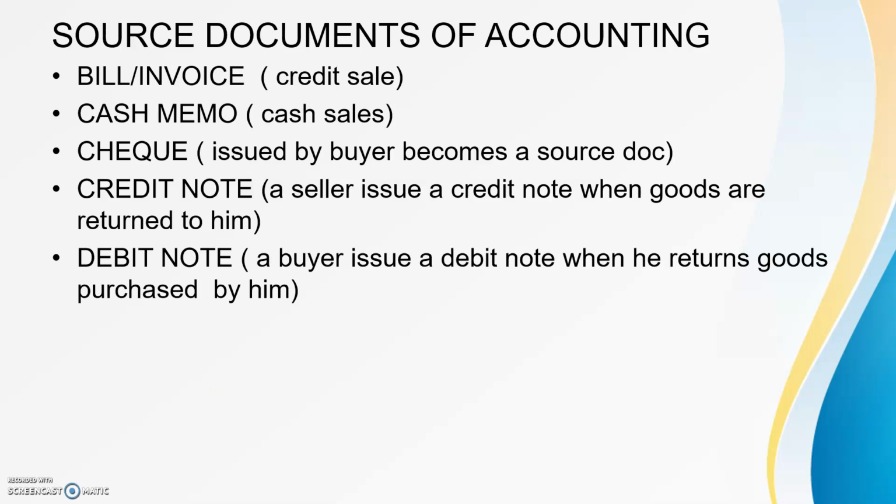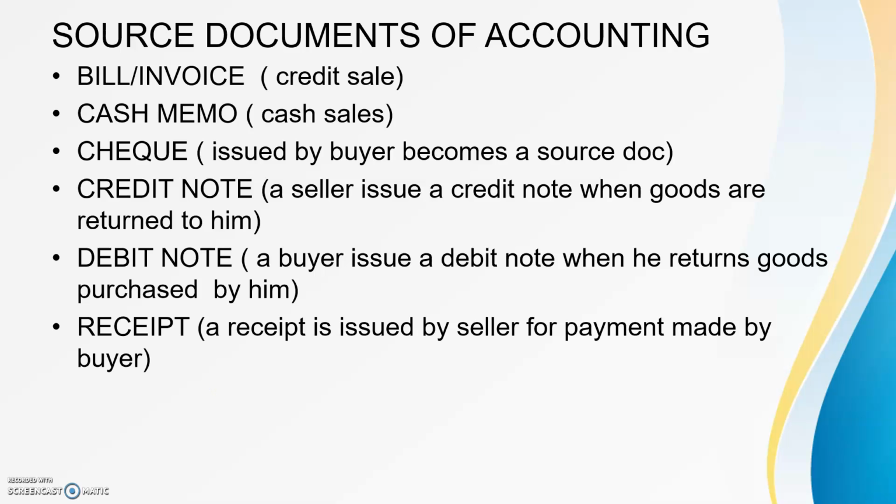Number 5, debit note. A debit note is recorded by the buyer when goods purchased by them are returned to the seller. It contains details of the goods being returned, the seller's details, and the amount involved. A debit note is also recorded to adjust an underbilled invoice. A debit note is issued by the supplier to the customer. Number 6, receipt. A trader issues a receipt to a buyer when payment is in the form of cash. It contains details of date, amount of cash received, and the buyer's details.